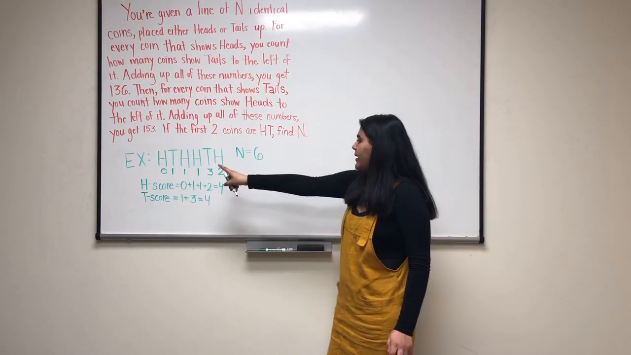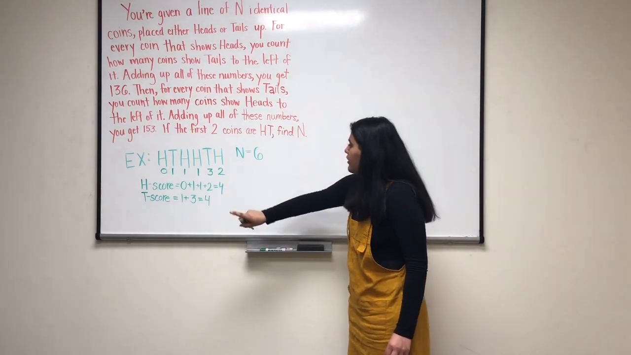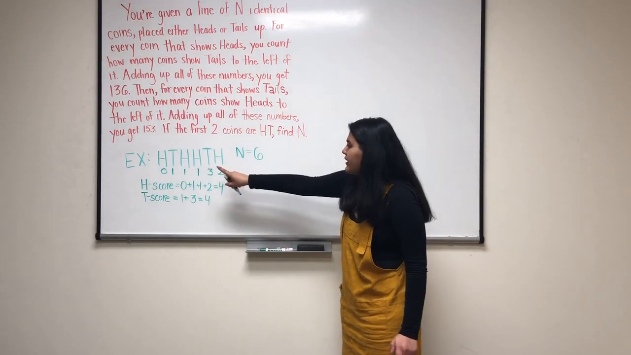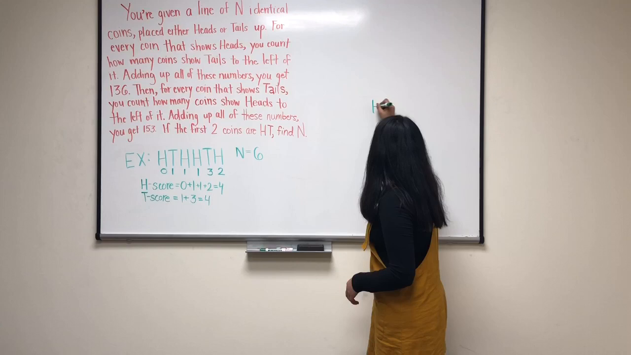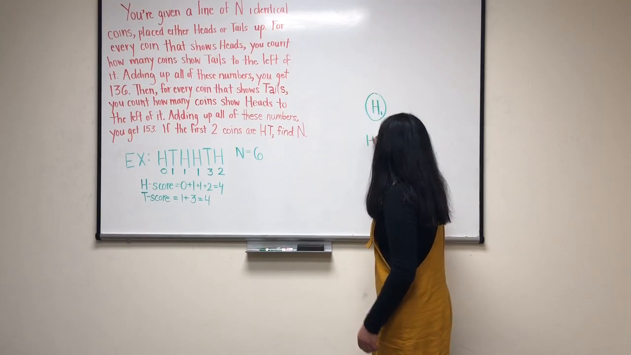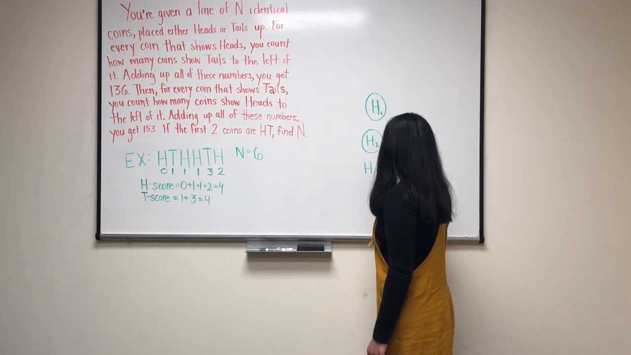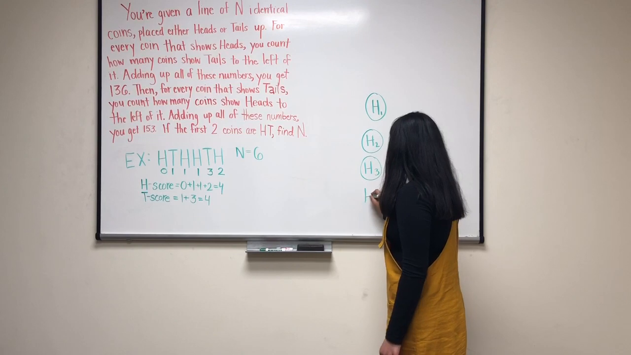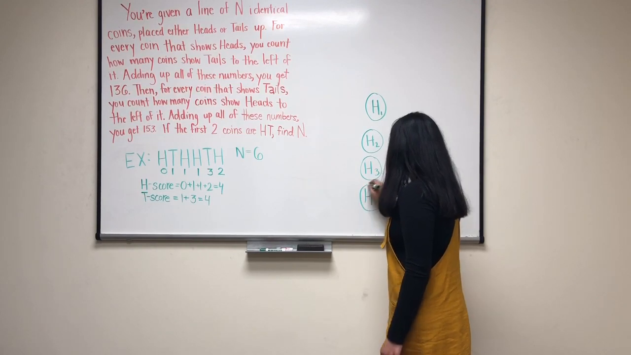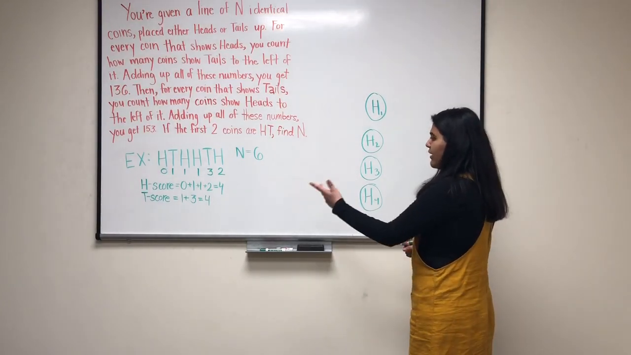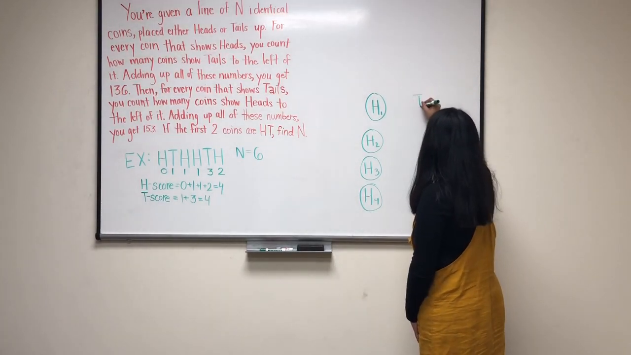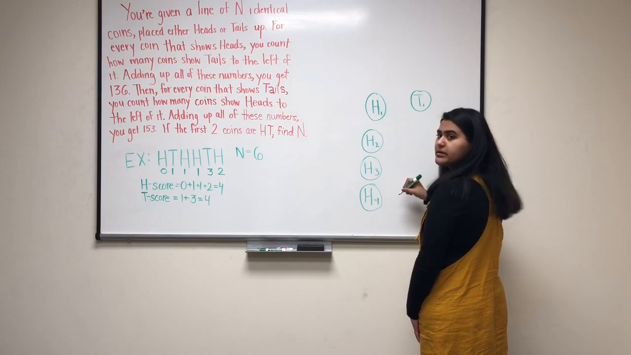I'm going to stick to my example sequence right here. In this example sequence, I have 4 heads and 2 tails. So I'm going to do H1, H2, H3, and H4 on the left side. So these 4 heads make up my domain, and on the right side I just have the 2 tails. So T1 and T2.